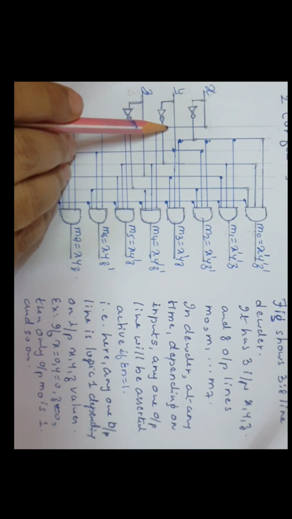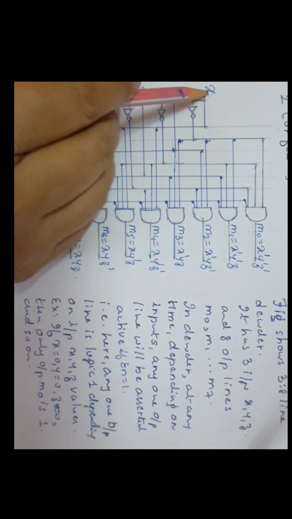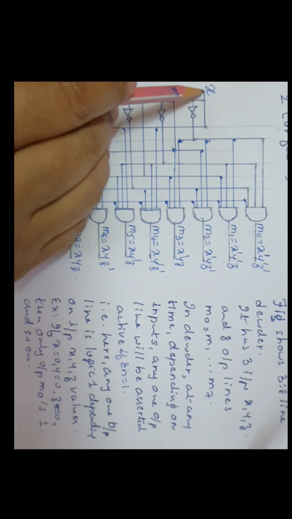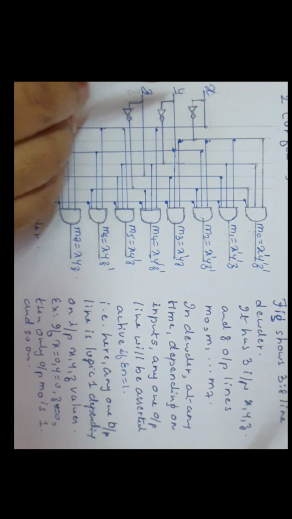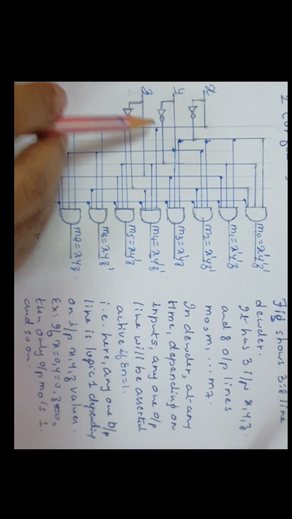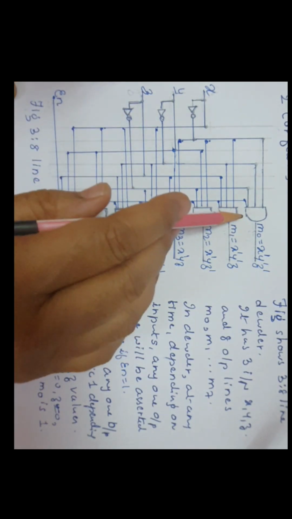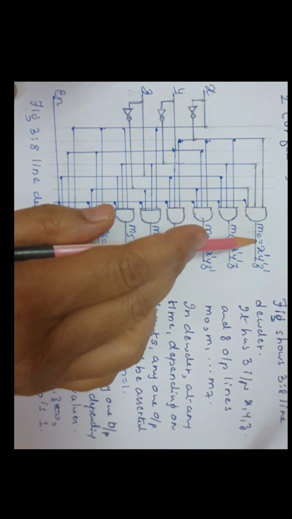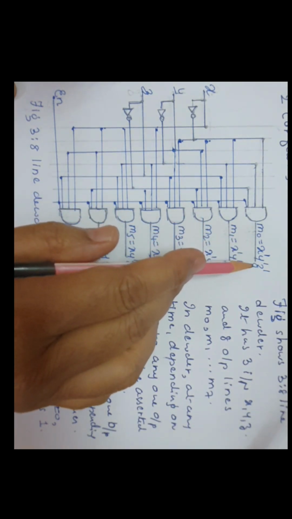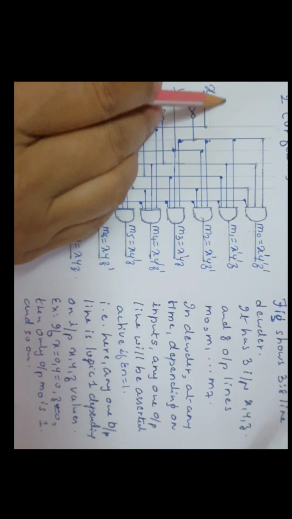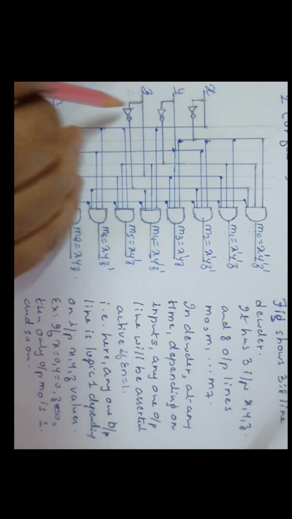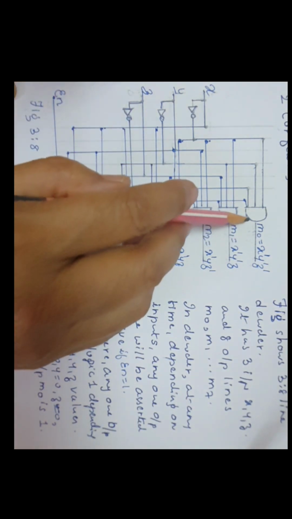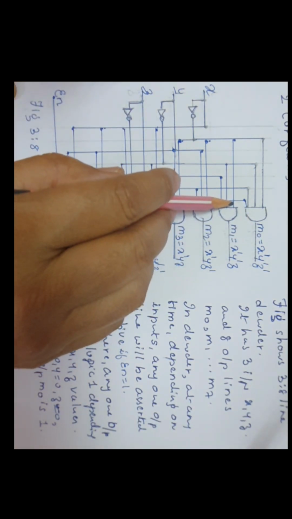Similarly for a 4:16 line decoder, we draw 4 inputs here. Instead of only X, Y, Z, we include one more, W. Instead of 8 AND gates, we have to draw 16 AND gates. And what would be M0? W dash, X dash, Y dash, Z dash. So here W through a NOT gate gives W dash, 2 extra lines would be here. And the procedure for making the connections is the same.